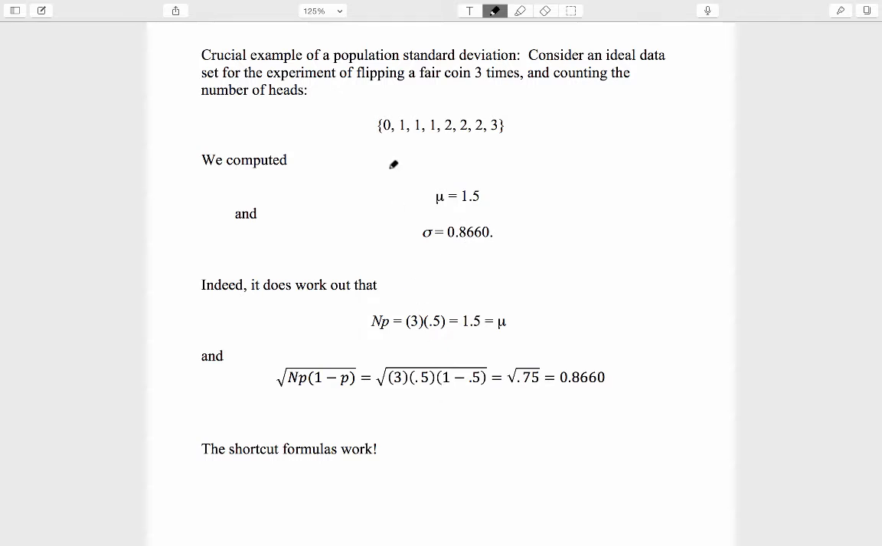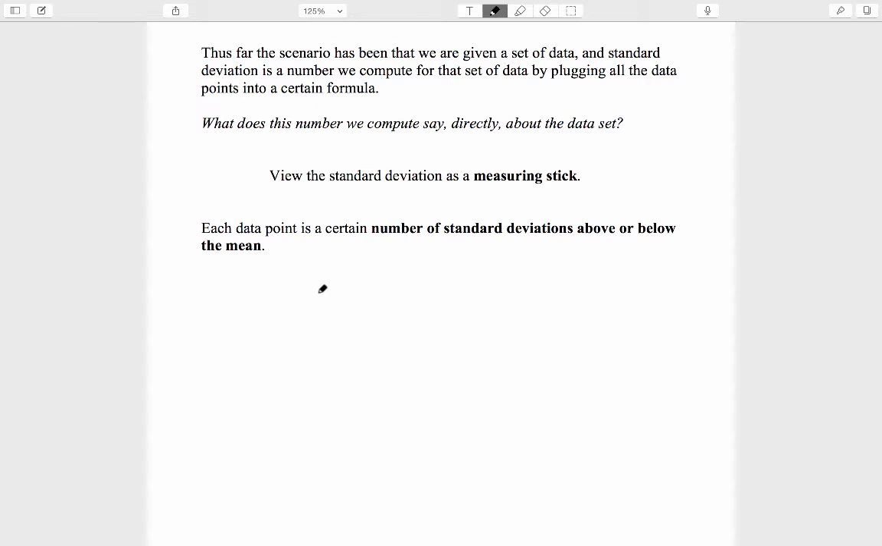Why is this important? It's important because we have shortcut formulas that enable us to compute mu and sigma for the special kind of dataset that arises when we count the number of successes in a certain number of Bernoulli trials. Thus far, the scenario has been that we are given a set of data, and the standard deviation is a number we compute for that set of data. We compute it by plugging all the data points into a certain formula, carrying out a computation, and we get some number at the end. That's standard deviation. And frankly, crunching out that computation of standard deviation is not that exciting.